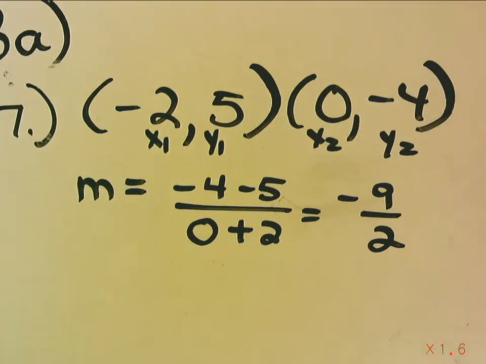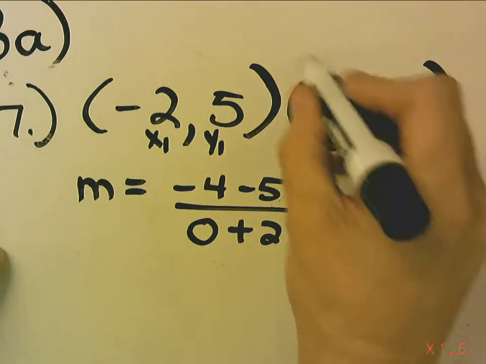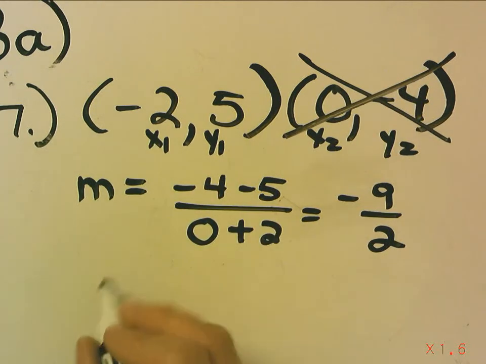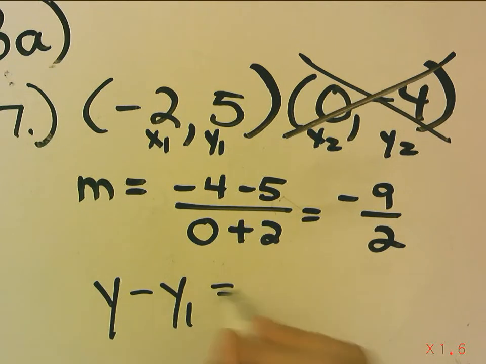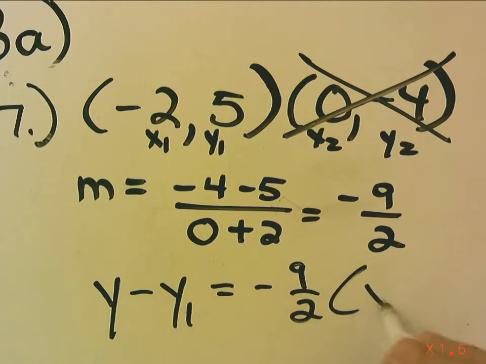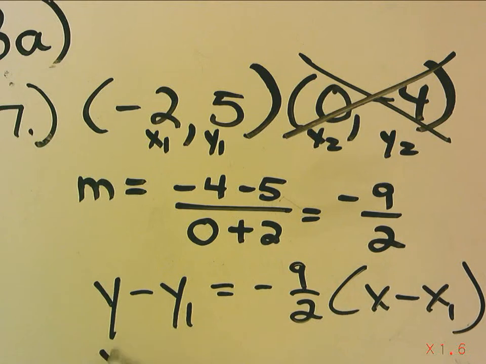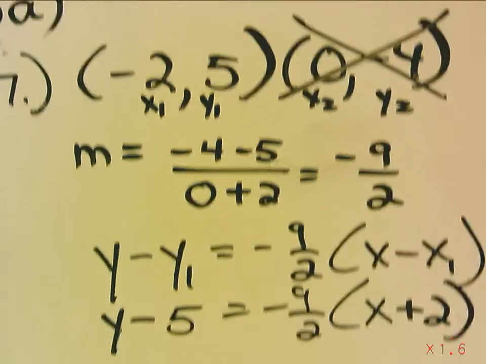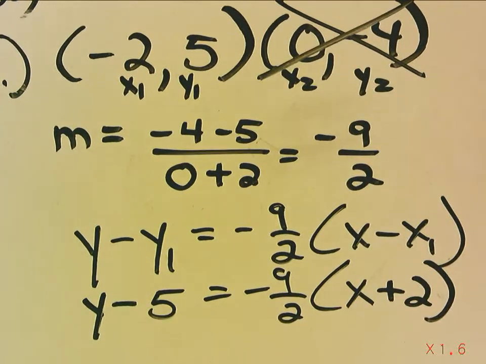Now I have 2 points and a slope. So with 2 points and a slope, all I have to do is pick one point and cross the other one out. And now this is my x sub 1, y sub 1, and I say y minus y sub 1 equals m times x minus x sub 1. Now I just plug in y sub 1 is 5, and x sub 1 is -2, so that's going to be x plus 2. And that would be the equation in point slope form.